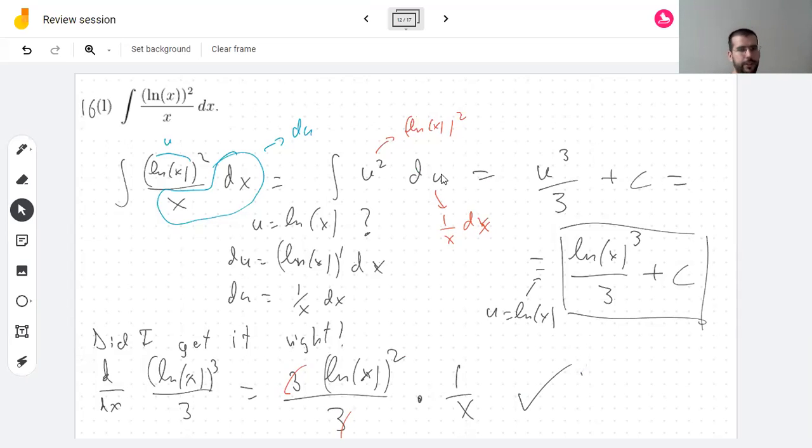So I think the moral of this one is, if you see an x dividing, think of making u equal to the logarithm. In general, if you see a derivative, something you recognize as a derivative of something else, that should give you the hint for u.